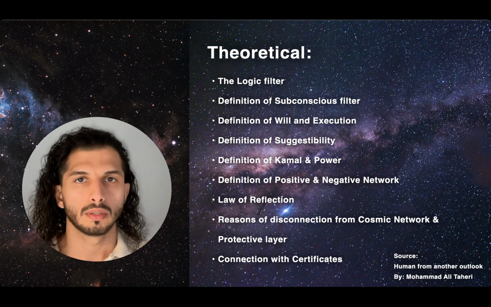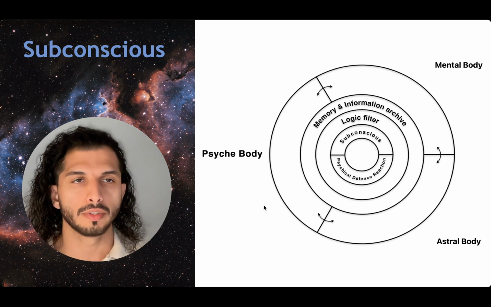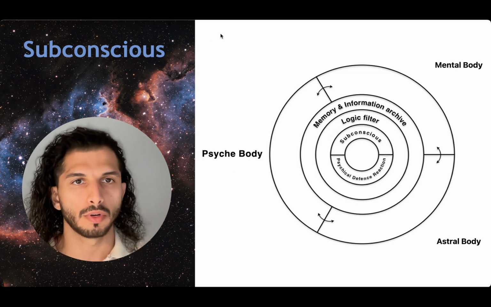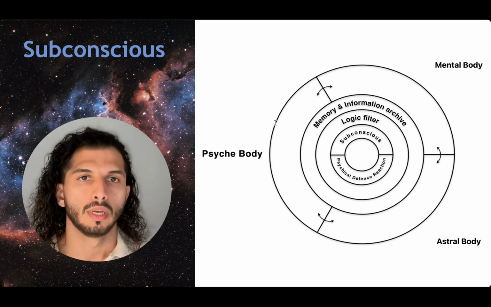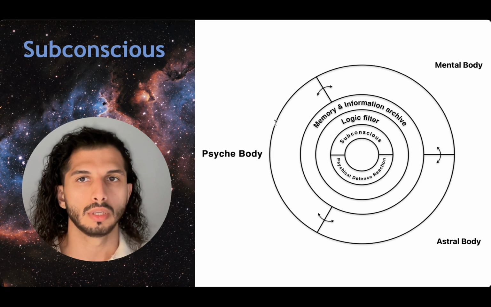So let's start our discussions on the logic filter, the definition of it, and how it works. The logic filter is one of the softwares of human existence that protects us from any specific information that is illogical and irrational. It doesn't allow the input of such information to the other aspects of our existence, which is will and execution.